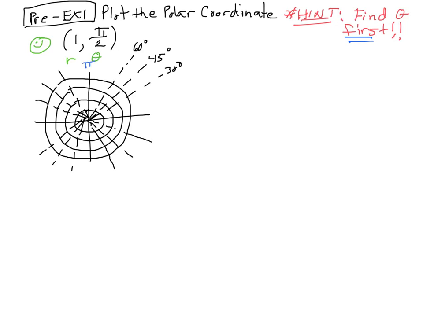So that's where pi over 2 is. So that means that my angle of direction, my directional angle, goes from here to here. That means that theta from there to there is pi over 2. So I know that somewhere along here lies my polar coordinate. My polar coordinate has an r of 1.